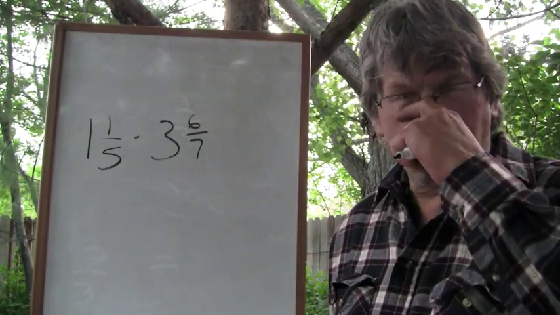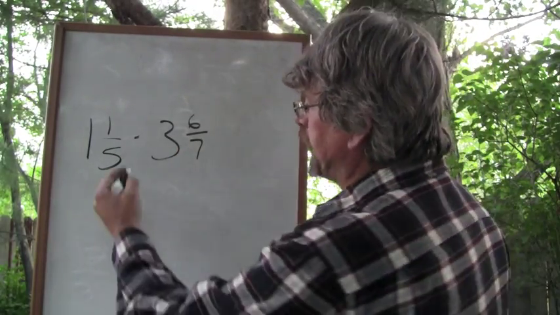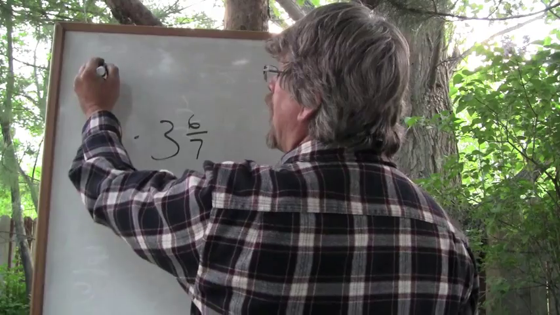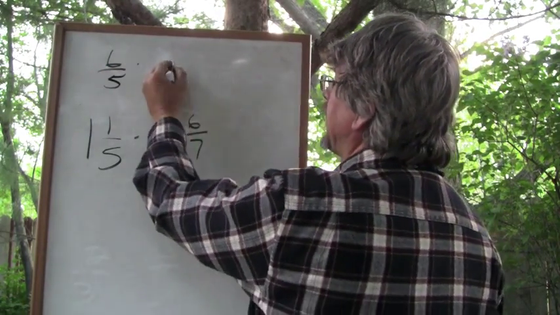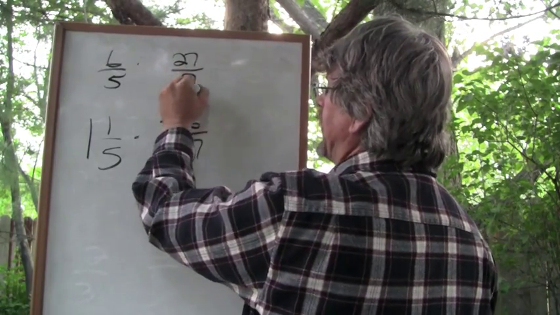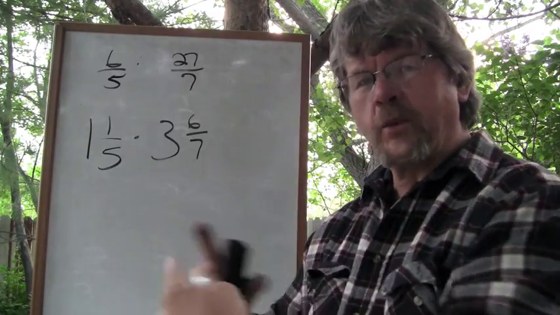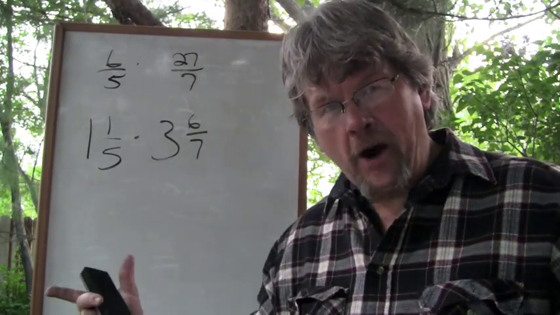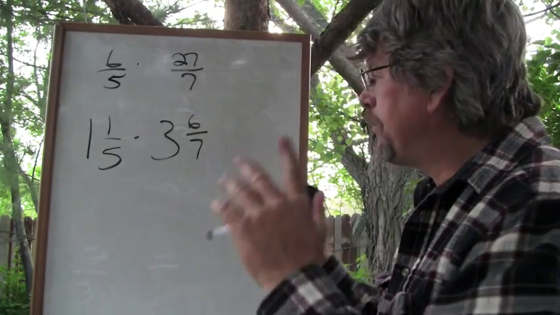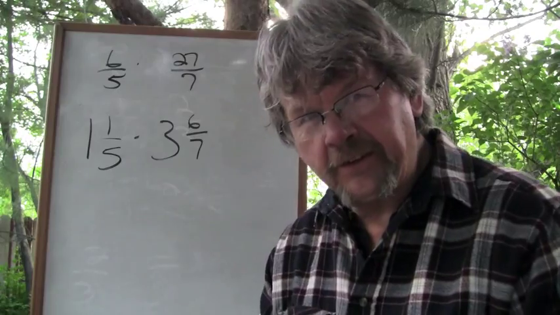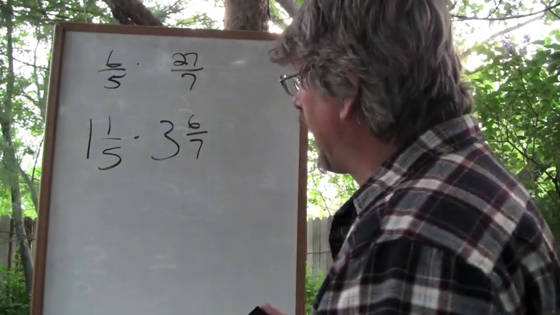In this instance, I'll show you another secret. We can turn these into improper fractions. 5 times 1 is 5, plus 1 is 6/5. 7 times 3 is 21, plus 6 is 27/7. We can do it that way, but there's another way. And the more ways we have of learning how to do these, the more powerful we get. This is the beautiful consistency and beauty of math that I am growing to appreciate the more I do math.